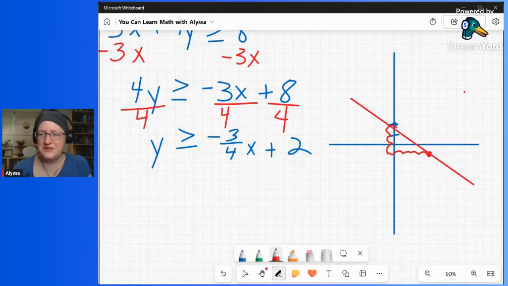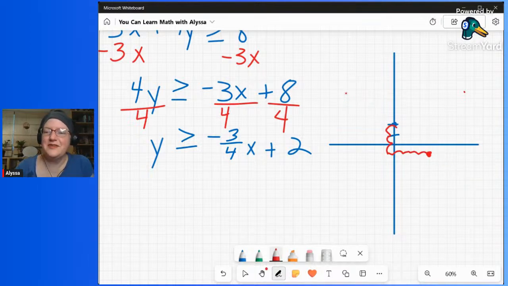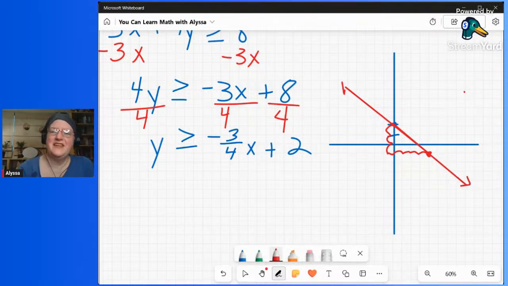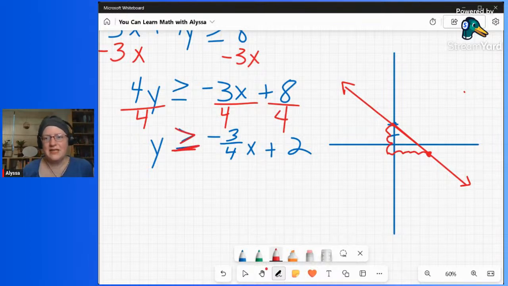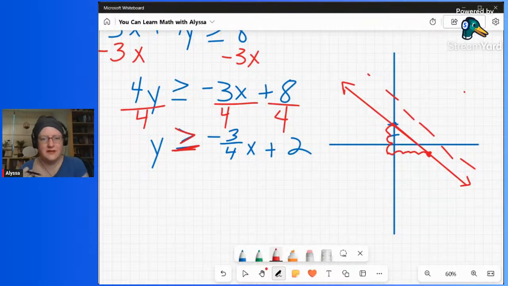I'm trying to get the line through those two points. There you go, that's not too bad. Now notice I drew this as a solid line because it is greater than or equal to. If it had been just greater than or less than, it would have been a dashed line because it would not be including the line. That's what the or equal to signifies.